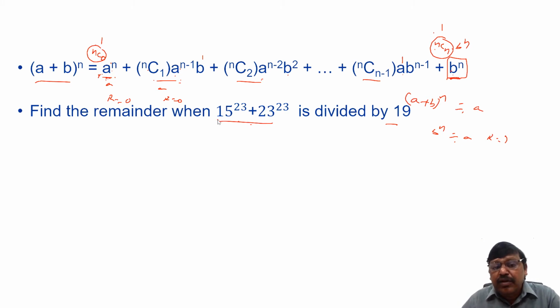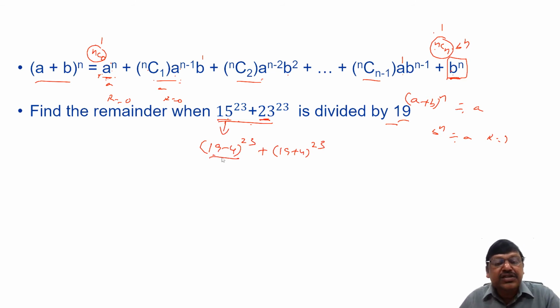If you observe, students, 15, 23, 19. Can I not write this 15 as (19 minus 4) whole power 23? And this 23, can I not write it as (19 plus 4) whole power 23? When you expand (19 minus 4) whole power 23 using the binomial expansion concept, how many terms will not have 19? As I said, all terms will have 19 except the last one. Here also, you start with 19 power 23 and so on. What is that last term? It will be (minus 4) whole power 23, b power n, where b is minus 4.